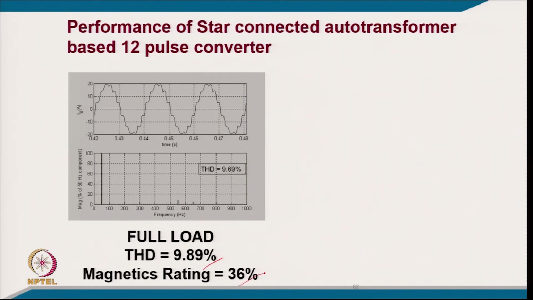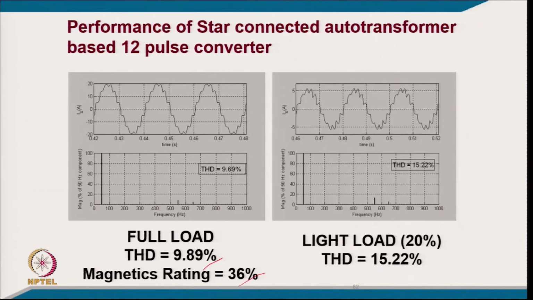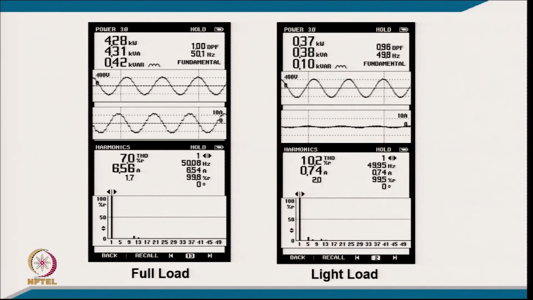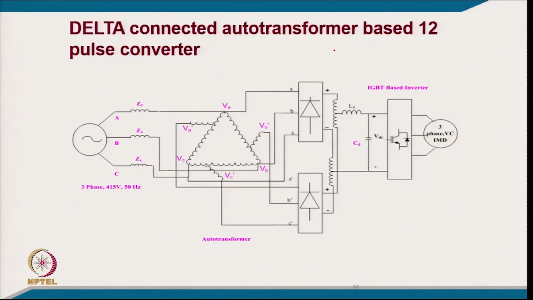Interesting is the magnetic rating is only 36% here, but this is also on the higher side if we talk about some other connection. And the THD when we talk about light load of course goes towards 15%, but at full load it reduces to less than 10% because of the effect of leakage reactance. Now, experimentally this was realized, and the THD we observe experimentally at full load is around 7%, at light load around 10%. And the power factor of course with that much THD is of the order of, displacement factor is unity, and here of course the displacement factor goes to little around 0.96 or so.